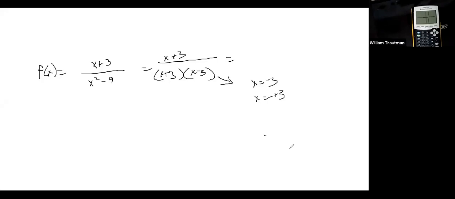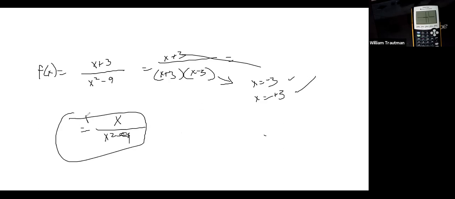It's the same equation. The equation that we had prior to this was just x over x squared minus 9. So I already said there are two discontinuities. It's really important that you understand this. I think I talked about it in the other videos.